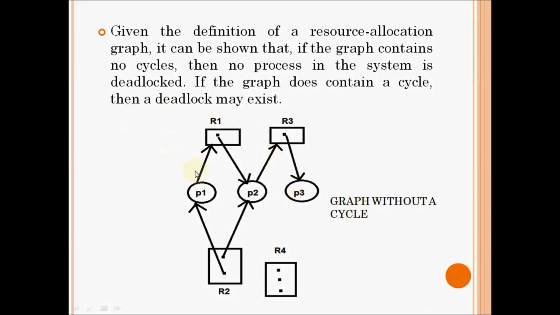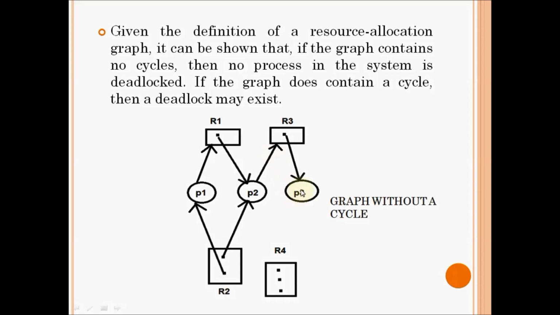So I will prove that here. See here, for example, P3 can complete its execution because P3 is already using R3, right? P3 is using only one resource, R3, and it is already there with P3, and obviously P3 can complete its execution using R3, no problem. After P3 completes the execution, P3 can release R3, and that R3 resource can be used by P2, because you can see there P2 is requesting R3.